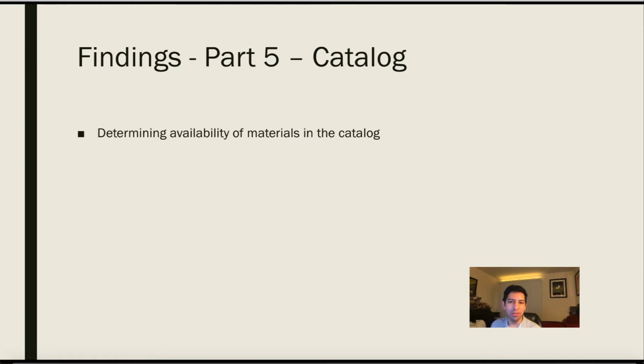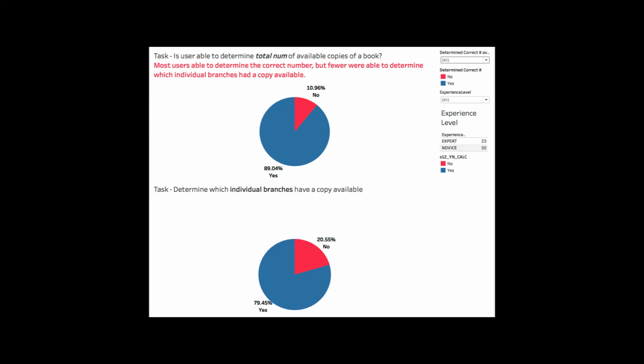Part 5. This is where we start getting inside the catalog. I had a set of tasks where I asked the users to find a book in the catalog and to determine how many total copies were available in the library system, and then determine which specific branches had a copy. This is a dashboard for the data for the two-part task that I just described. The top pie chart shows us the percentage of users who were able to find the total number of copies of the book I asked them to search for. And the bottom one is the percentage of users who were able to determine which individual branches had a copy.